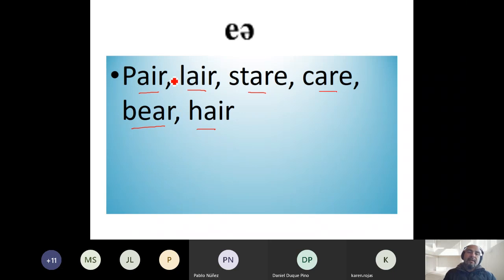Of course, in General American pronunciation, we would have differences like bear and hair. And these two words would rhyme in General American. Bear and hair, they rhyme, have the same ending, right? And they also rhyme in received pronunciation. Bear, hair, okay?